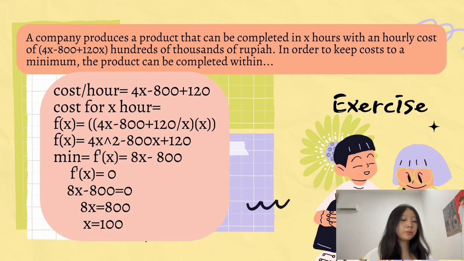So it remains 4x power of 2 minus 800x plus 120. Then for the minimum cost, we need f'(x). The f'(x) is 8x minus 800. Don't forget, the equation of f'(x) equals 0. So the equation is 8x minus 800 equals 0. Then x is 100. So the time needed for the minimum cost is 100 hours.